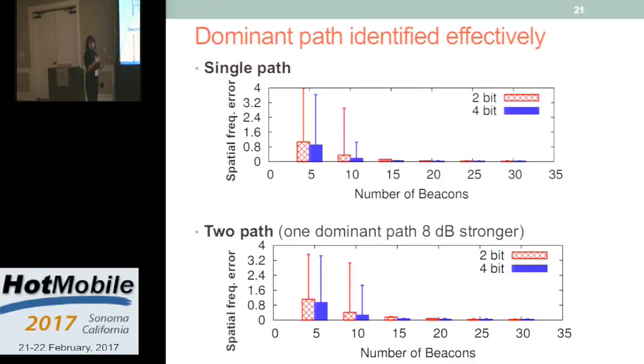Then we did the experiment for multiple locations on the campus, and this is the statistical result of that. You can see with both 2-bit and 4-bit quantization control over the phase, we could recover the dominant path with only 15 beacons. This is the case for both the single-path and the 2-path scenarios. In the 2-path case, for example, one of the paths, like the line of sight, is the dominant one.